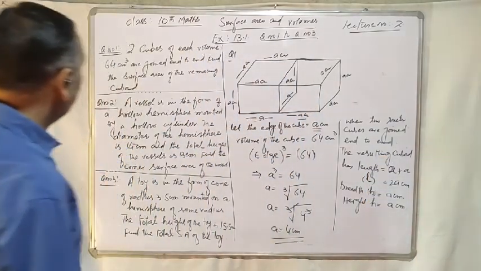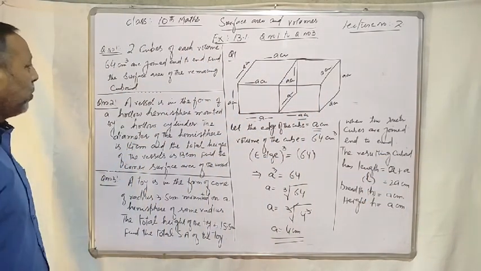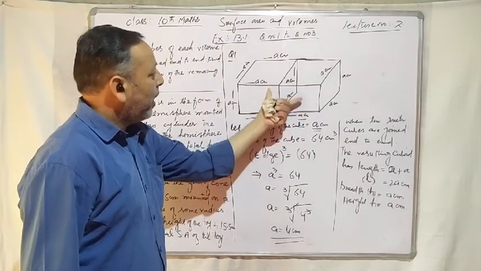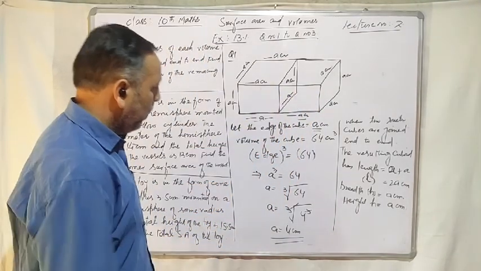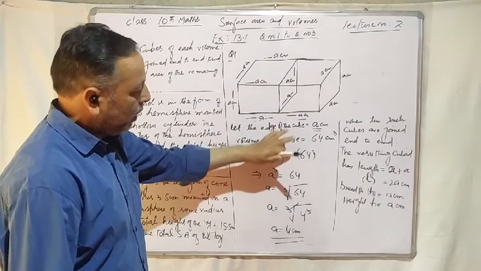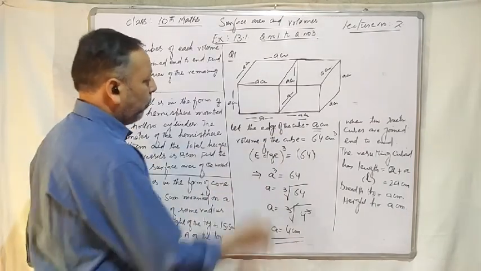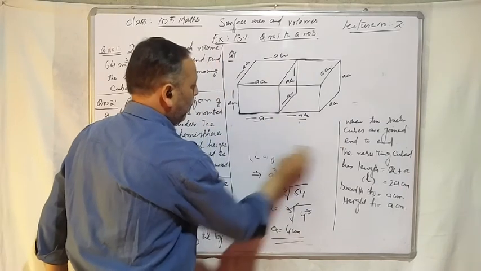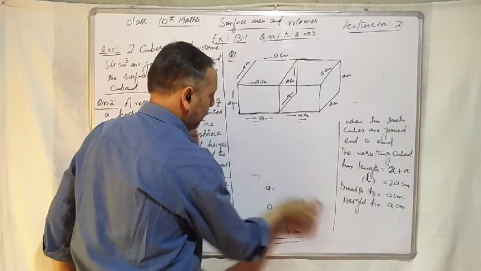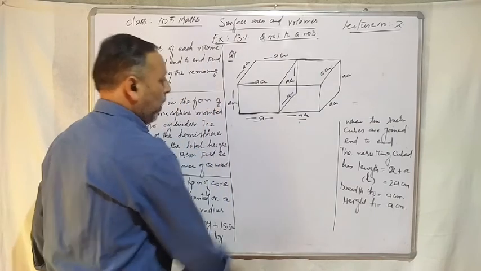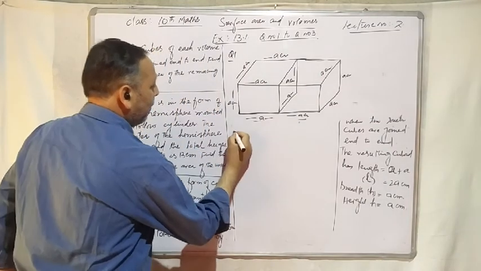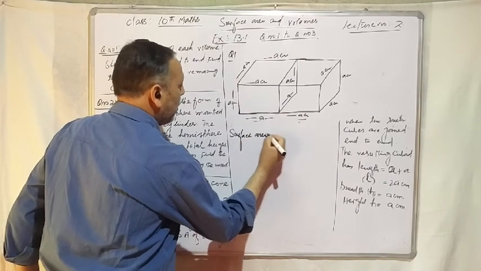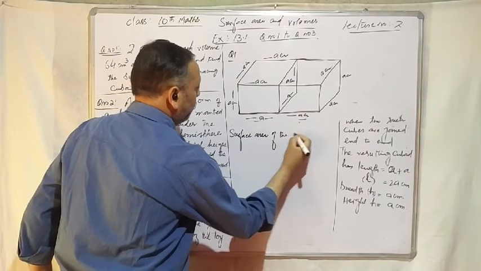Now the question says, find the surface area of the resulting cuboid. You have to find the surface area of the resulting cuboid. Now you pause the video and note it down. Now, the surface area of the cuboid.